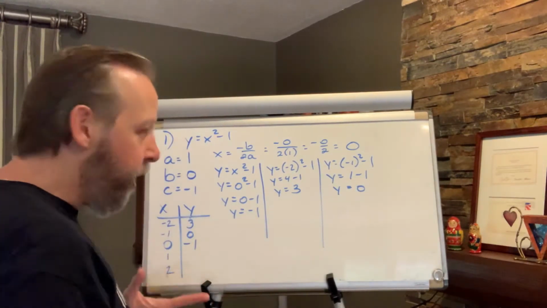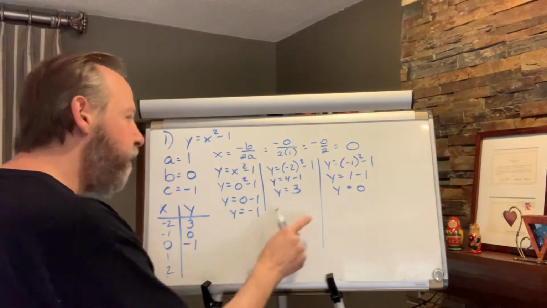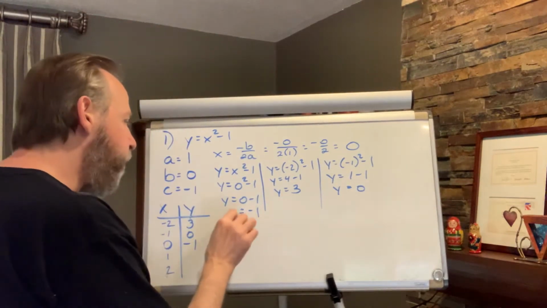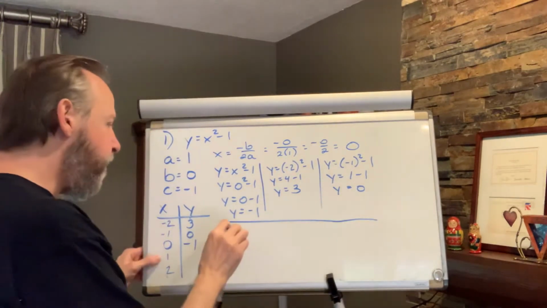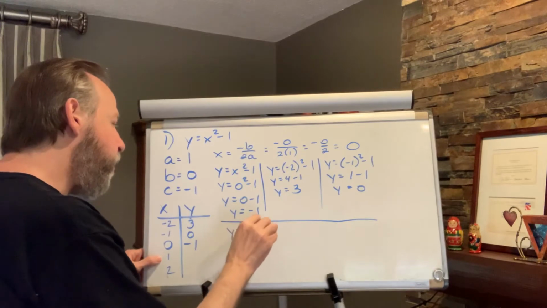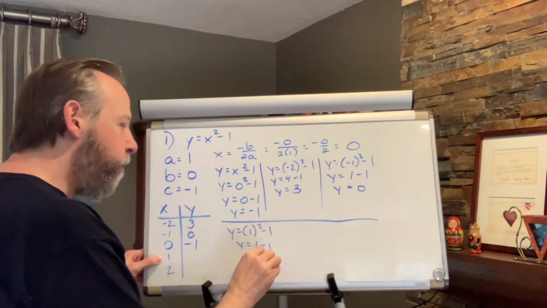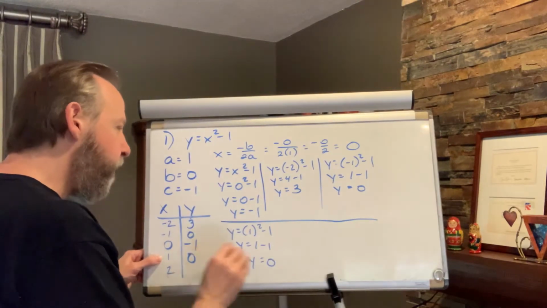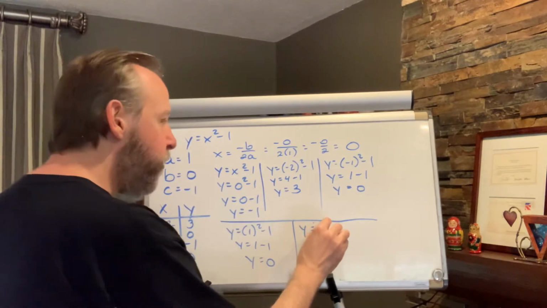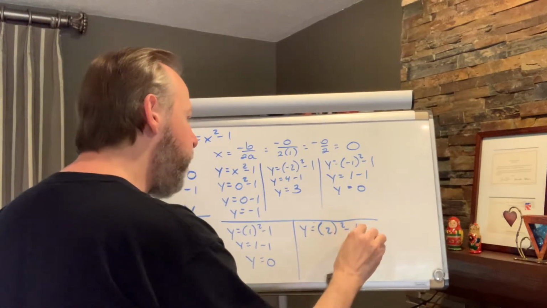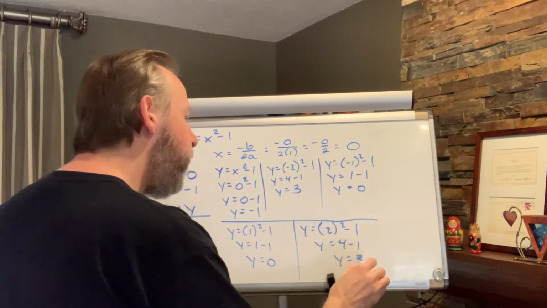And I'm going to keep going. I know that we could stop there if we have confidence in our outcomes. However, I'm going to just do the other two problems for you so that we can verify it. So I'm going to use 1 as the input. 1 squared is 1. 1 minus 1 is still 0. And then I'm going to use the final input, which is 2. So y equals parentheses 2 squared minus 1, which is 4 minus 1, which is 3.